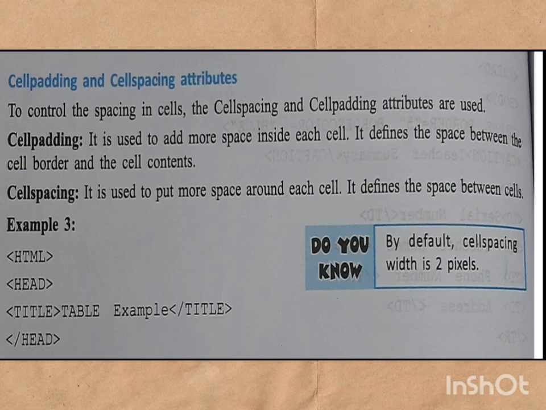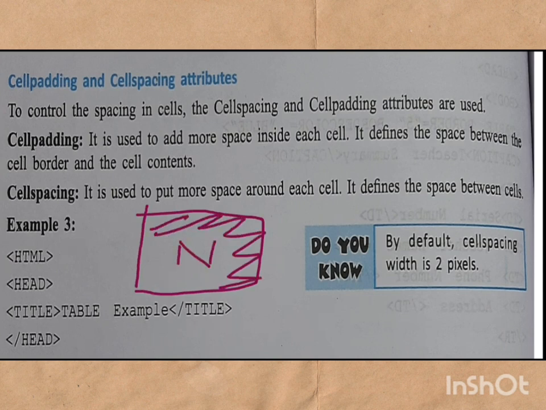Now class, your next topic is cell padding and cell spacing. Cell padding, very important topic. This has come in last year's examination also. It is used to add more space inside the cell, and it defines the space between the cell border and the cell content. Means suppose this is your cell and you have written name here. Now this gap, if you want to increase, you will give cell padding.